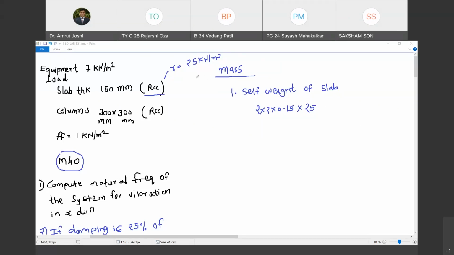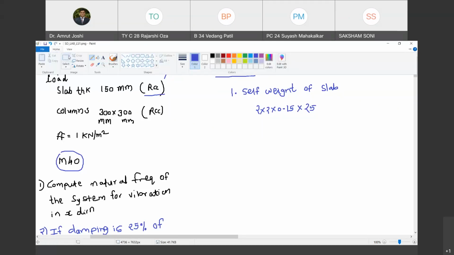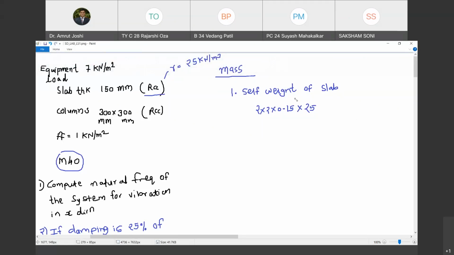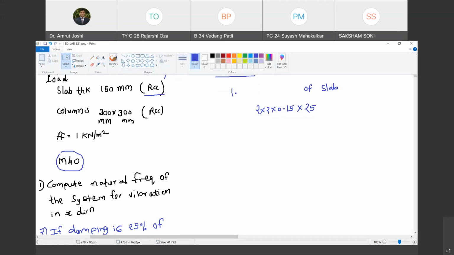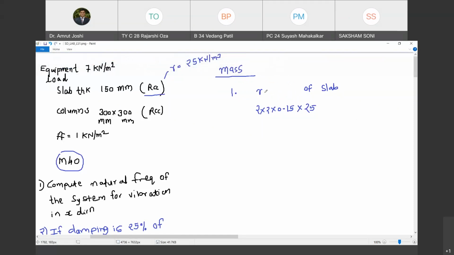So weight, and we are interested in the mass of the slab and not the self weight of the slab. So I will replace this by the word mass. So what is the mass of the slab? So this multiplied by 1000. Why did I multiply by 1000? Because then this number becomes in the unit Newton per meter cube. Earlier it was in kilonewton per meter cube, I multiplied it by 1000, so we are getting it in Newton per meter cube, and this divided by 9.81. This is going to give me the mass of the slab in kg.